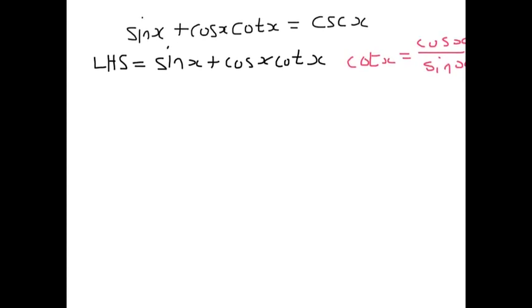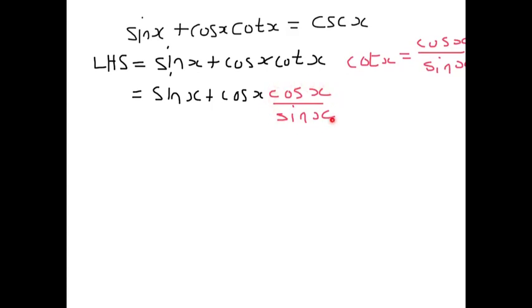So this is sine x is still there. Same with the cosine x. And now I have cosine x over sine x. Oh, sorry, I told you I'd do that in red. So again, all I've done is I've replaced cotangent x with its quotient identity.